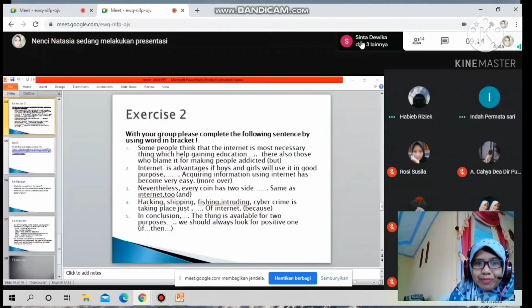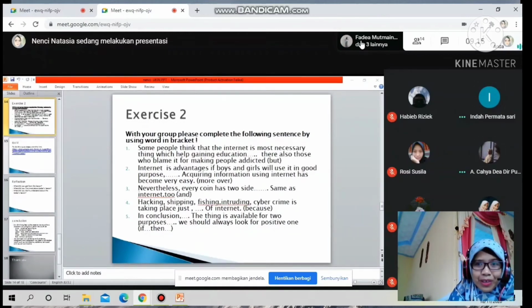Okay, please, number 3. Whose group will try? Yes, Dea's group, please. Group 2. Nevertheless, word coins how to cite and some of internet too. Okay, thank you.